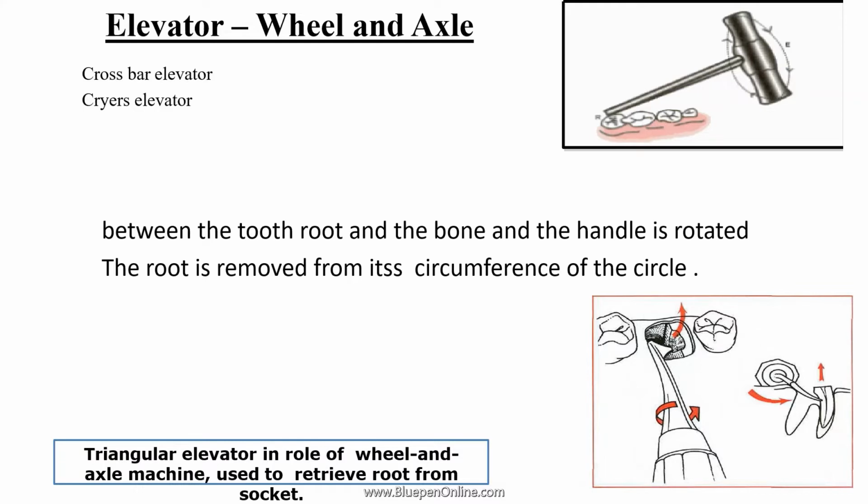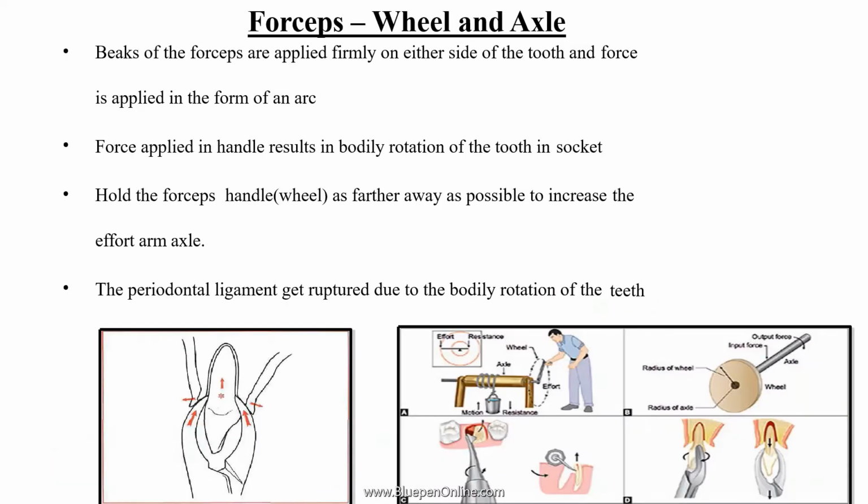Between the tooth root and the bone, the handle is rotated, so the root is removed from its socket along the circumference of the circle, right? This is how it works. In cases where you have root tips in the socket, in order to remove them, you use this, right? Now when it comes to forceps, the beaks of the forceps, you apply firmly on either side of the tooth, right? And you apply the force in the form of an arc, and this helps in bodily rotation of the tooth. The tooth gets rotated inside the socket, right?